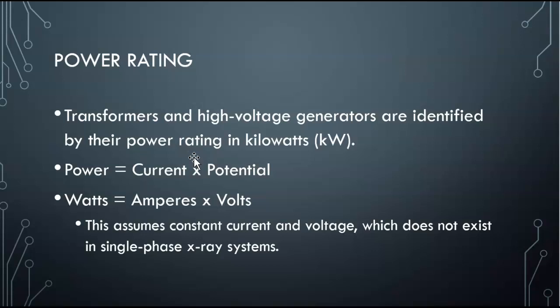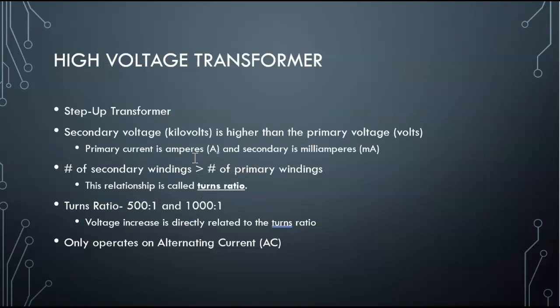So power is current times potential, and watt is amperes times voltage. This assumes a constant current and voltage, which does not exist in single phase X-ray systems, right? Because it's 100% voltage ripple. All right, so high voltage transformer.